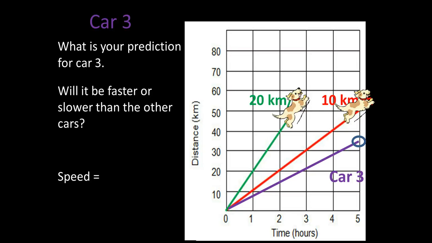We can calculate car 3 regardless. So we can see that car 3 is at 35 kilometers and took 5 hours to complete. And so its speed would be 7 kilometers per hour, and it is indeed the slowest of the three cars.